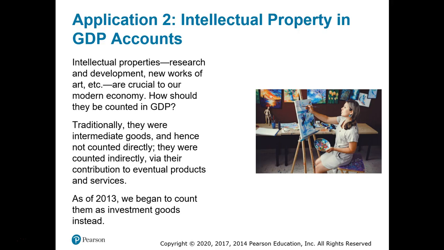So intellectual property, which is basically research and development, works of art, products, mechanics, they're crucial. If we don't have up-and-coming ideas, we're going to basically fall behind economically. If we think of them traditionally as intermediate goods, then we can look at the bigger picture and figure out where they fall in and how they're actually counted indirectly, through their contribution to expanding our economy.